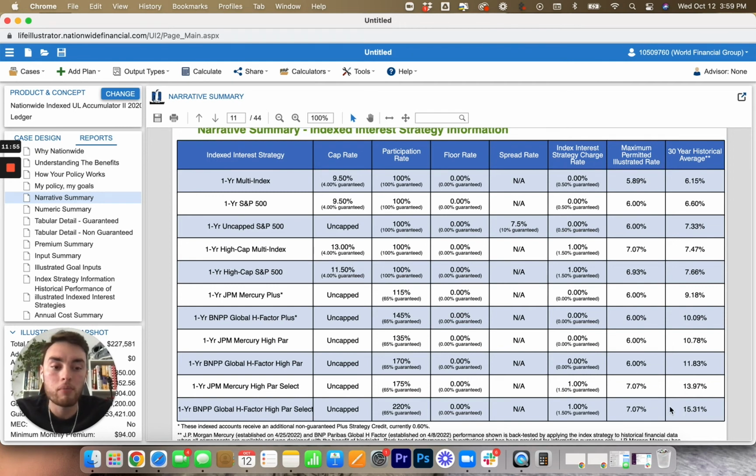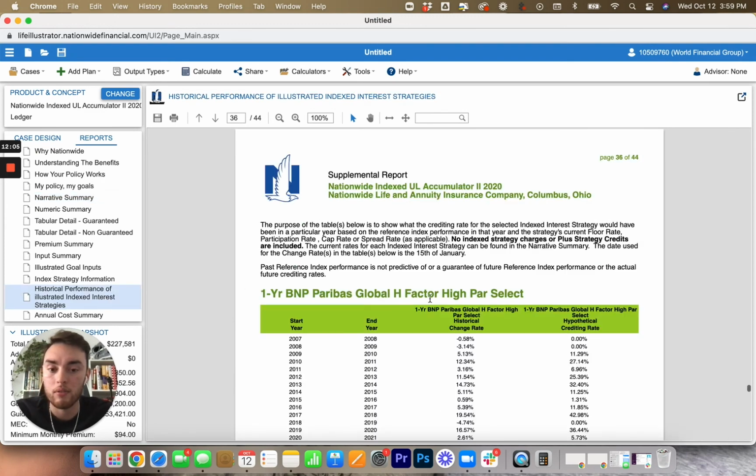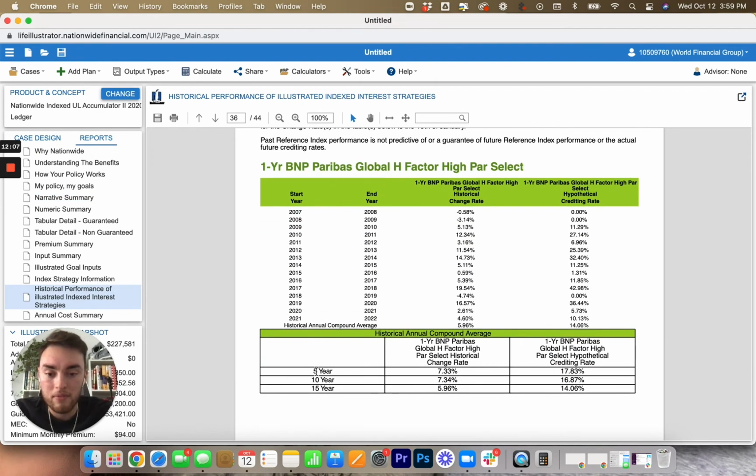Now, some of you guys might be saying, well, that's been the average throughout 30 years. What has it done in the last 5 years? What has it done in the last 10 or 15 years? All right, well, let me show you that too. The last 5 years, this policy has done 17.83%. The last 10 years, it's done 16.87%. The last 15 years, it's done 14.06%. Incredible. Insane.